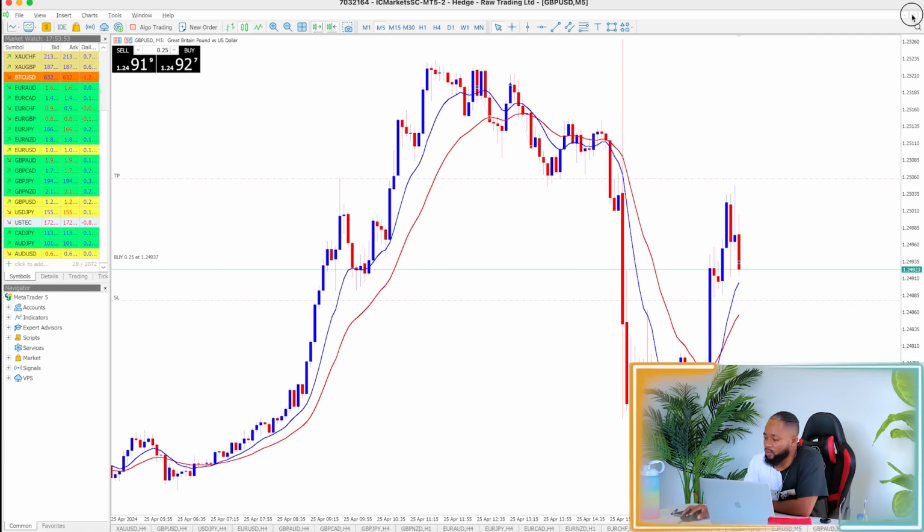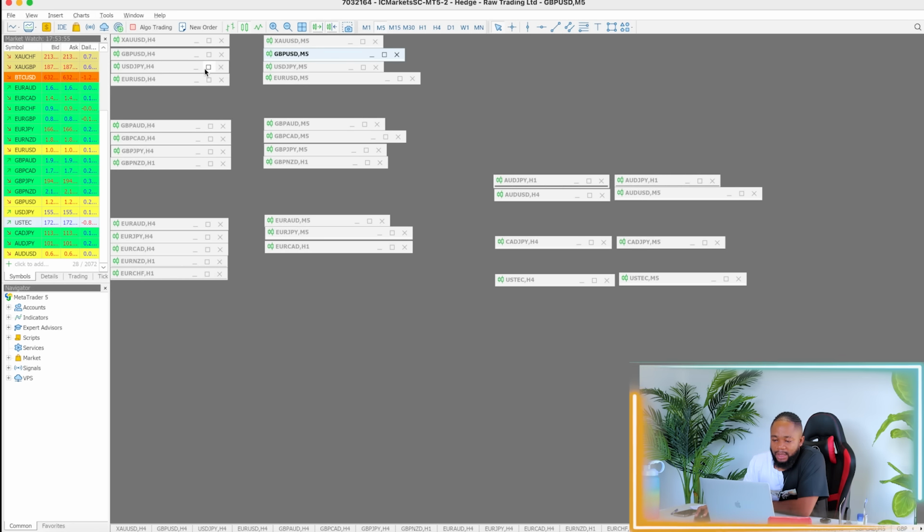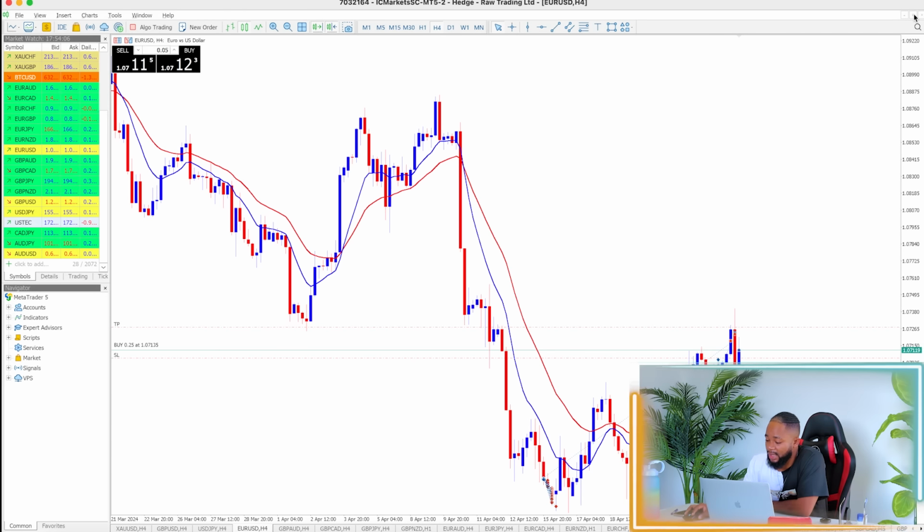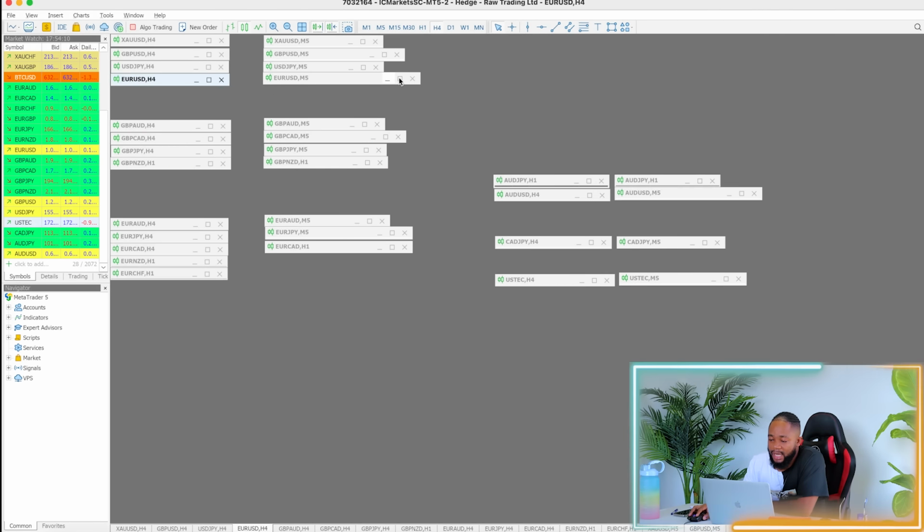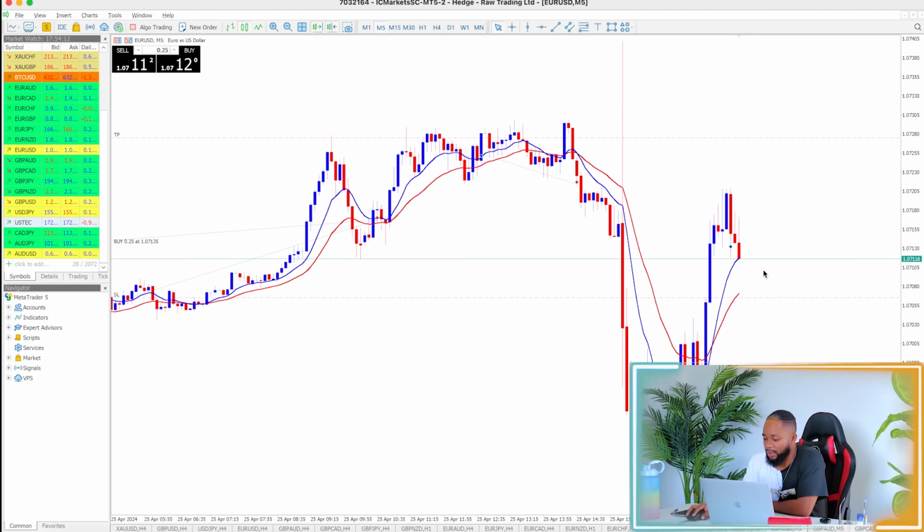Let's quickly go to Euro JPY. There was nothing. Euro USD, there was something. The market was actually buying, and we're waiting for the same thing to happen on the lower time frame. I think we already had a trade on this. Yes, we had a trade already on this. You can see it's already there.